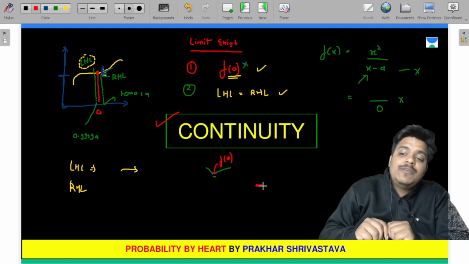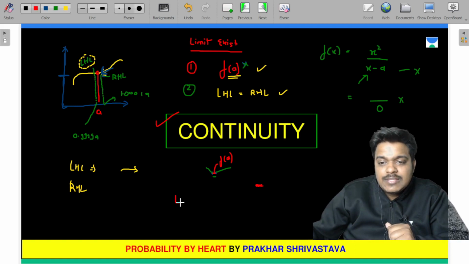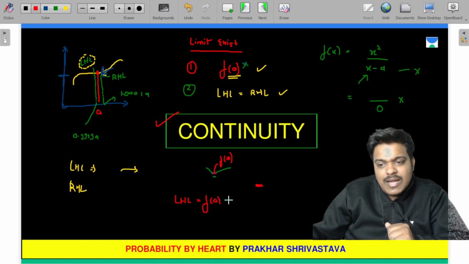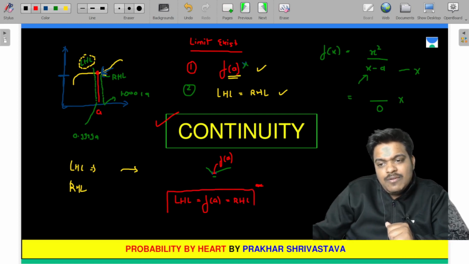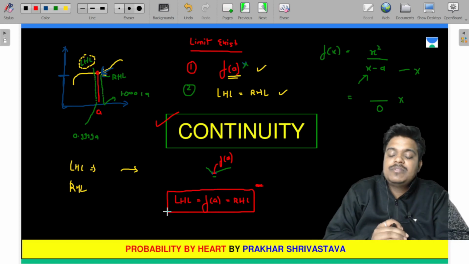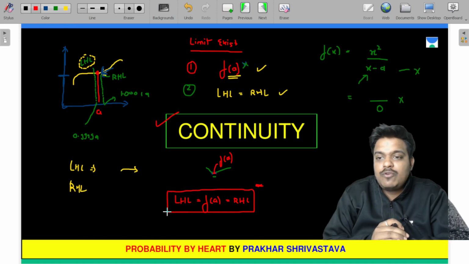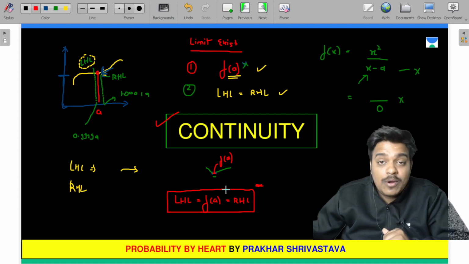So what do you mean by continuity? The left hand limit is equal to the value of the function at that point, which is equal to the right hand limit. This is the formula that we will be using for continuity. Okay? But why does this formula work?